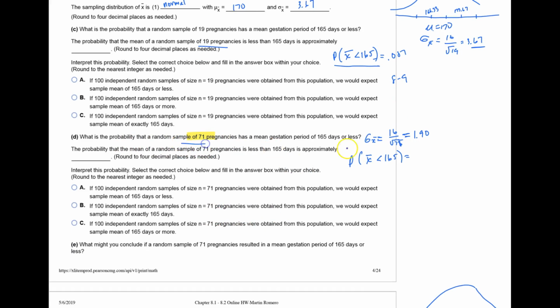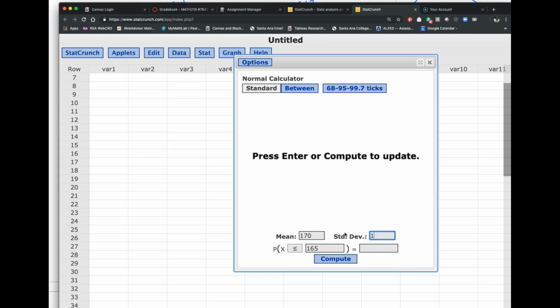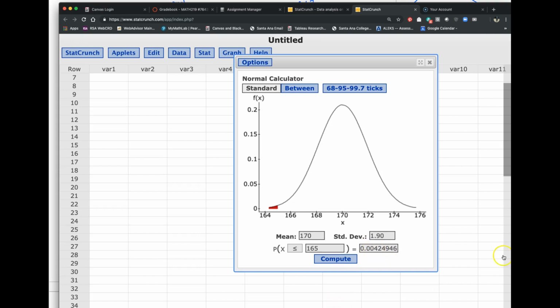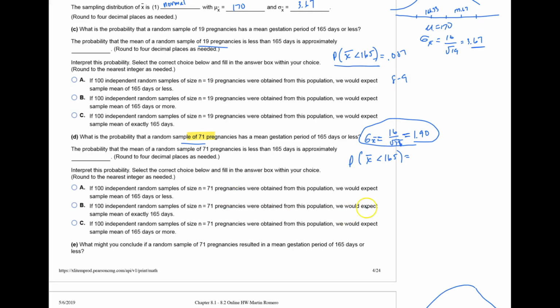What if you do a random sample of 71? Then you recalculate the standard deviation. You have the adjusted value, which is the standard error. And then in place of that, you would put 1.90 in here. Compute, and then you get 0.004. So you even get a smaller number here. 0.004. And then out of this, you would expect 0 to 1 of those, if you have 100 of those, to have a mean less than 165 if your sample size is 71 pregnancies.